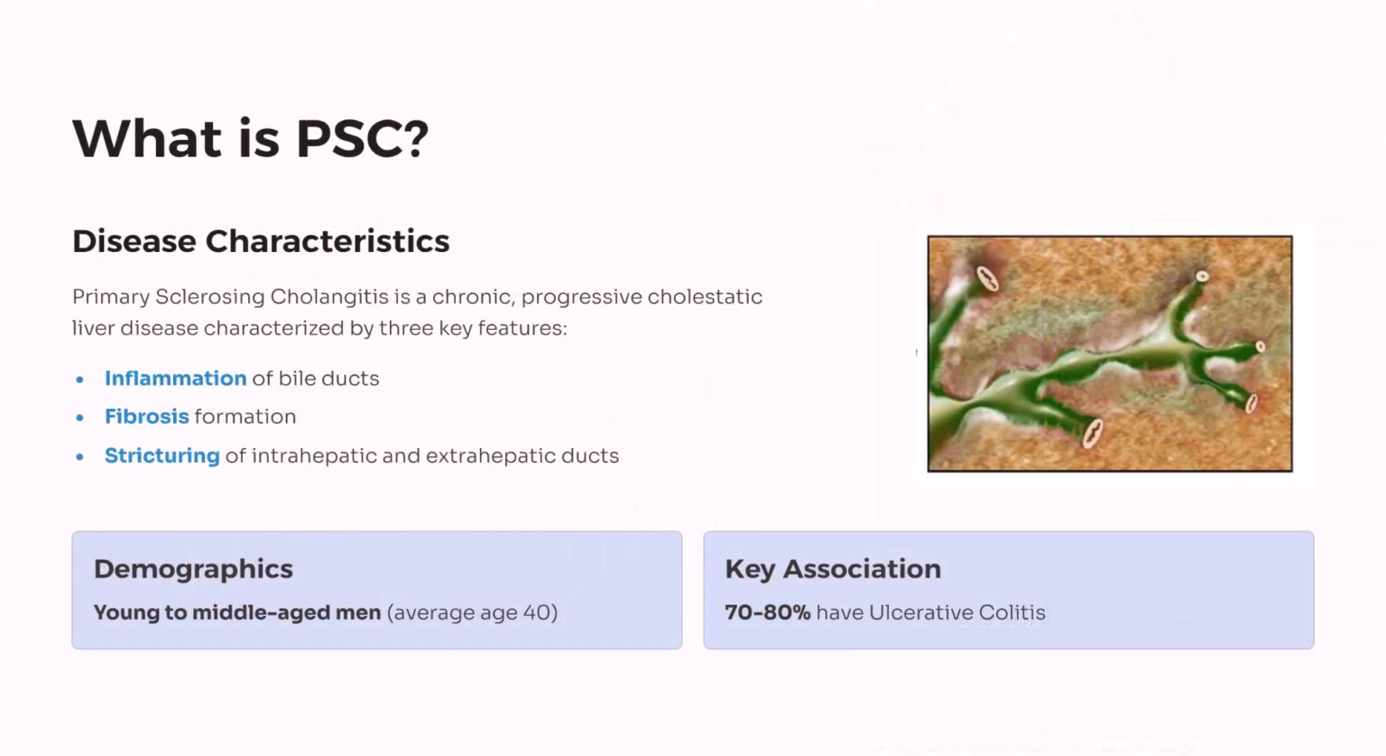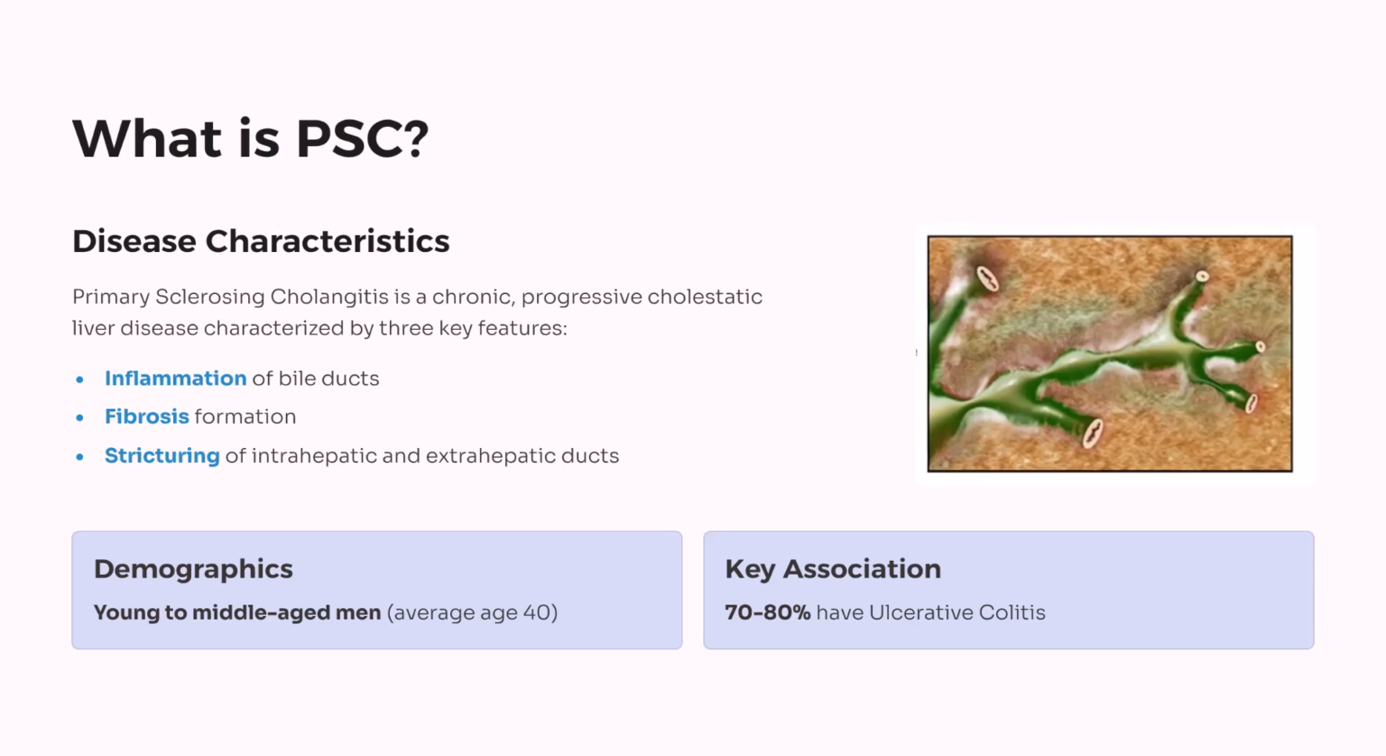First off, what is it? Primary sclerosing cholangitis is a chronic, progressive cholestatic liver disease. The key words here are inflammation, fibrosis, and stricturing of both the intrahepatic and extrahepatic bile ducts. And who gets it? The classic demographic for PSC is a young to middle-aged man with the average age of diagnosis being around 40. The single most important association to burn into your memory is its link with inflammatory bowel disease, IBD, specifically ulcerative colitis.